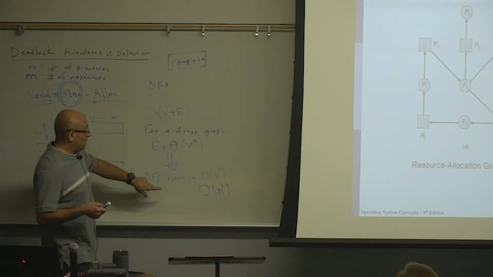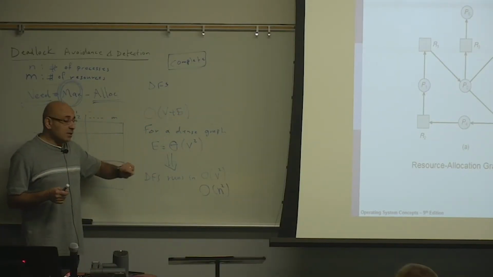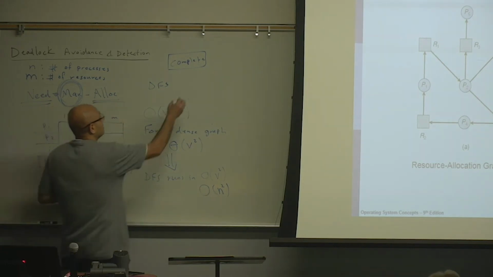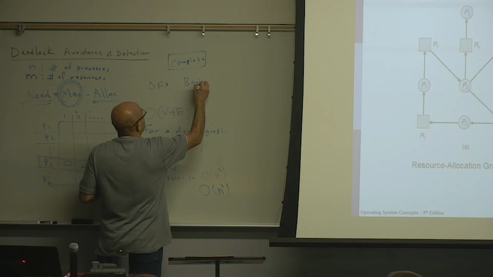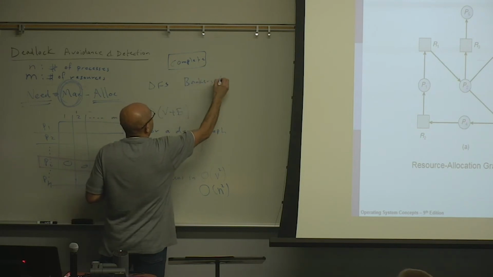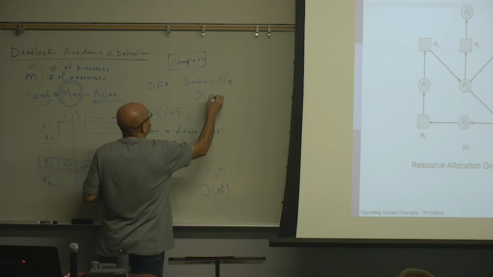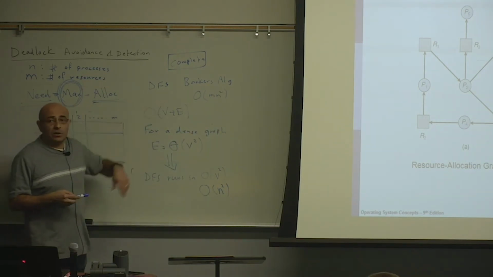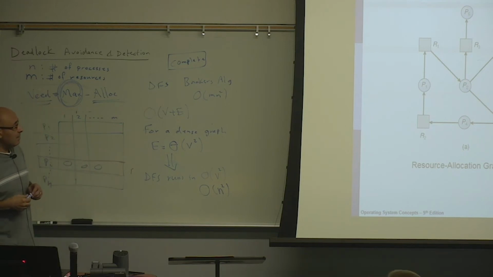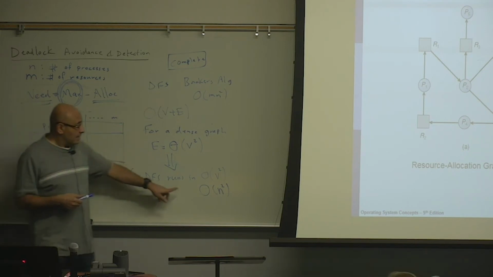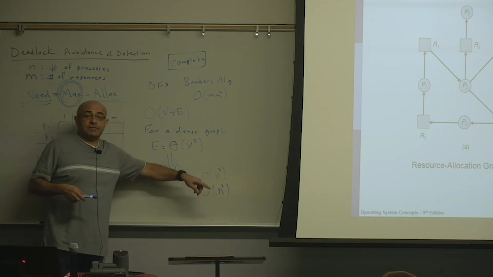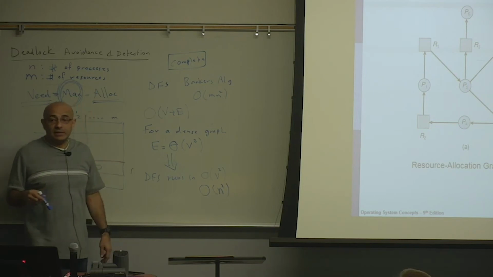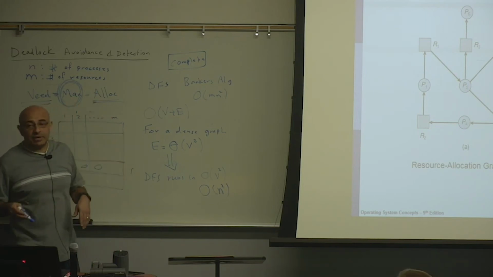So the resource allocation graph method runs an n squared algorithm, while the banker's algorithm is m n squared. So it's slower by a factor of m. And in fact, this is n squared only if the graph is dense. If the graph is sparse, then it's going to be closer to O of n.